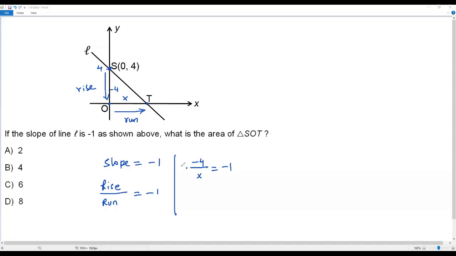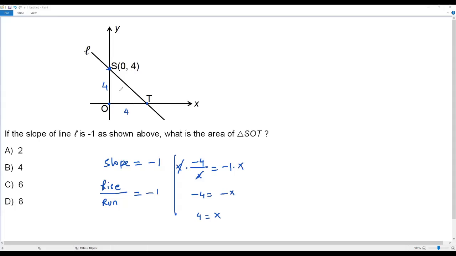Okay, to solve for x, I multiply both sides of this equation by x. So then this x will cancel out. I'm getting -4 equals -1 times x, which is -x. Now, to get the value of x, I have to get rid of this negative sign. For that, I have to multiply both sides by -1. So when I multiply both sides of this equation by -1, it will become 4, because when I multiply this -4 by -1, it will become +4. When I multiply this -x by -1, it will become +x. Now I got the run as well. The value of x is 4. So the value of x is nothing but the length of the line segment OT, which is 4. Already we know that the length of the line segment SO is also 4 over here.